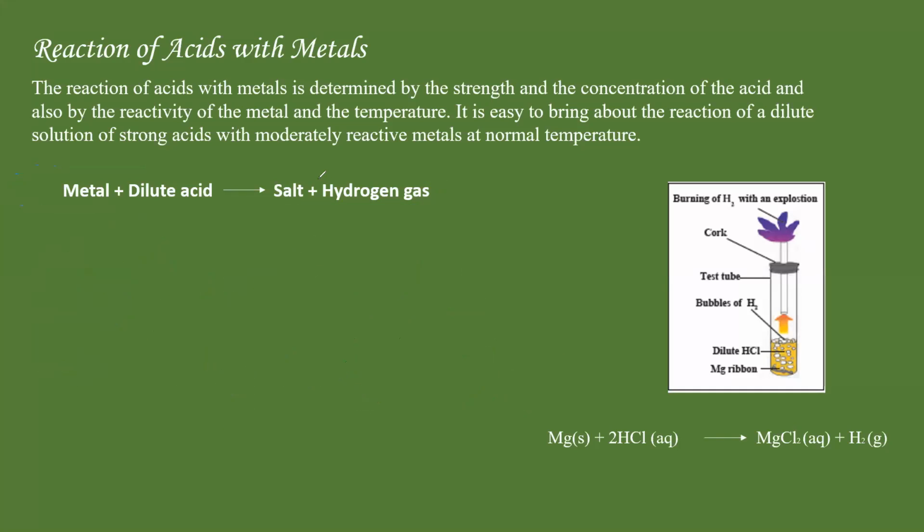So what is basically happening is that if I mix a metal with a dilute acid, and dilute is very important over here, I get a salt and hydrogen gas. If we are ever in a lab, I just hope we are in the lab to do these experiments in school. Burning of H2 with an explosion. So what happens is that you just have to take a test tube like this, put HCl, aqueous HCl.